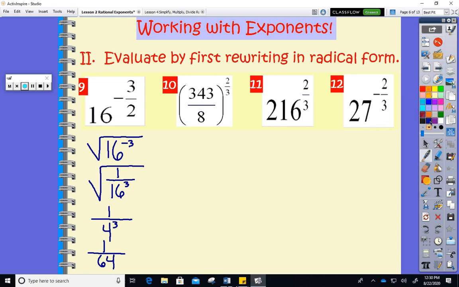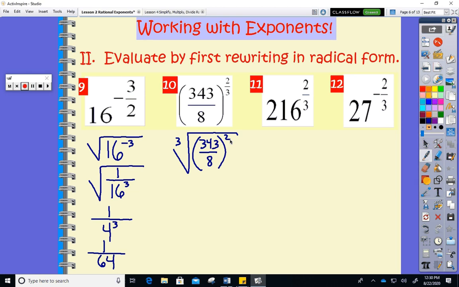So on the next problem, again, you've got the cube root, I see, and it's going to be 343 over 8 all squared. Well, guys, I can do 8 squared, but I cannot do 343 squared. I don't have that memorized. It's way too big. So I'm not going to do the squared part first. I'm going to do the cube root part first.